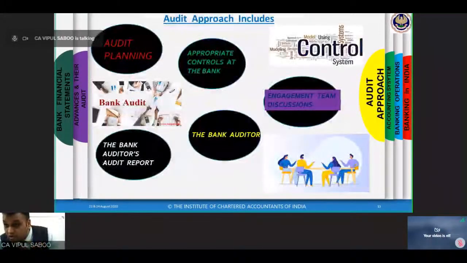The audit approach. We read about audit planning, how to plan a bank audit, then appropriate controls at the bank, engagement team discussions, which I told you is very interesting on your part, because you are going to be part of the engagement team. And then we had the bank auditor, his qualification, his remuneration, his powers, his appointment, eligibility, everything. Then the bank auditor's audit report. So the bank auditor's audit report, you just have a glimpse in CA Inter, right? In CA Final, you will get to know about it in detail.